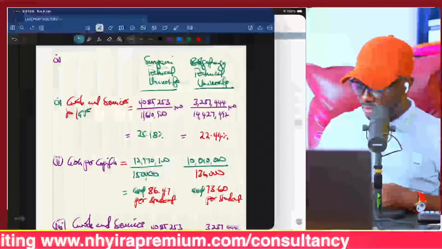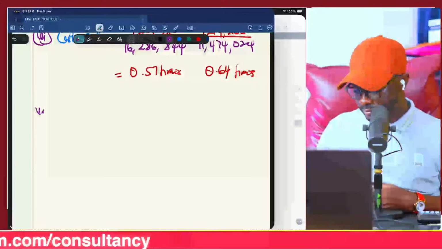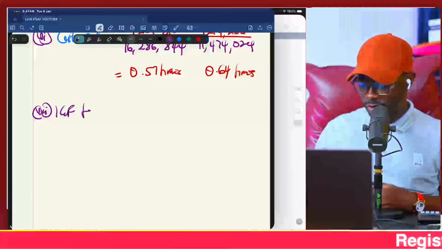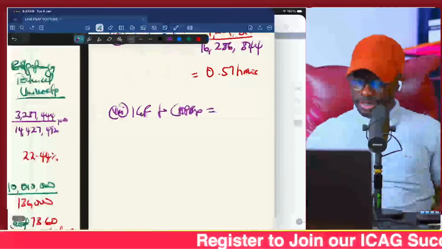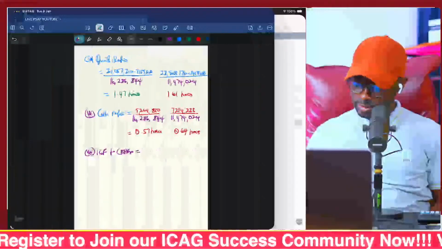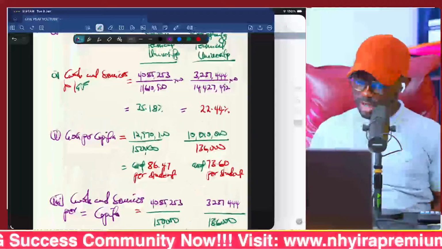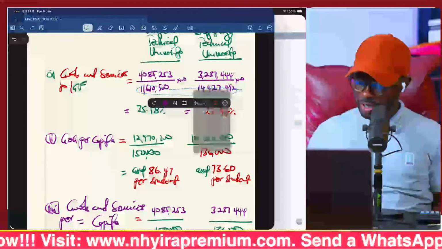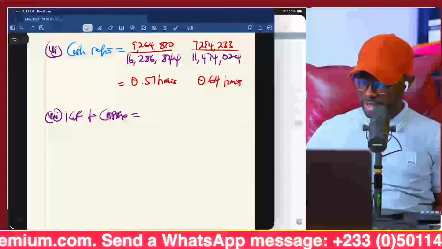So, if we come back to VII, IGF to CapEx, internally generated fund, I think we used it somewhere earlier. Yeah, we used IGF in note 1, in calculation 1. So permit me to copy that and bring them in here.